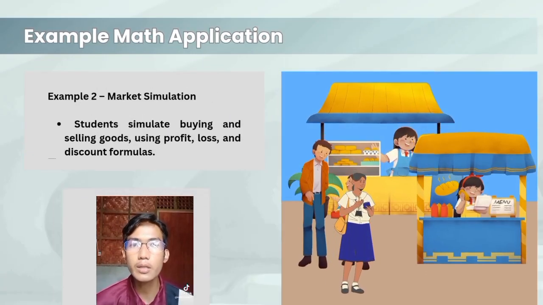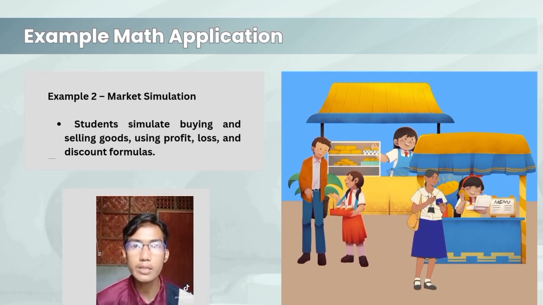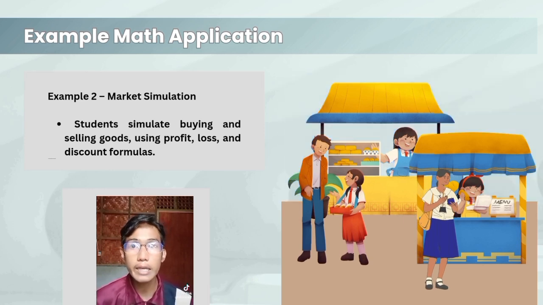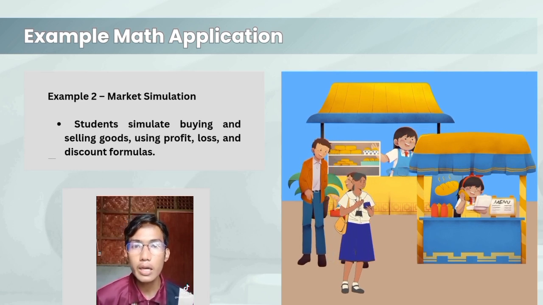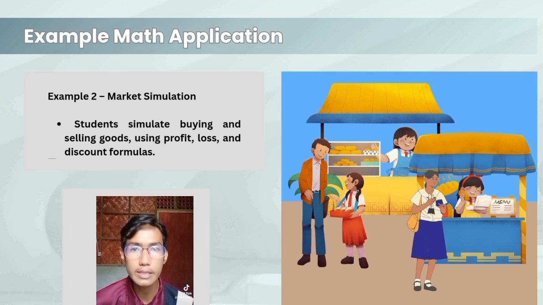Okay, students simulate buying and selling goods using profit, loss, and discount formulas. So, for example number 2, which is market simulation, the students do an activity like they are in a market, buying and selling goods, no? In these tasks, they use what they learned about profit, loss, and discount formulas.